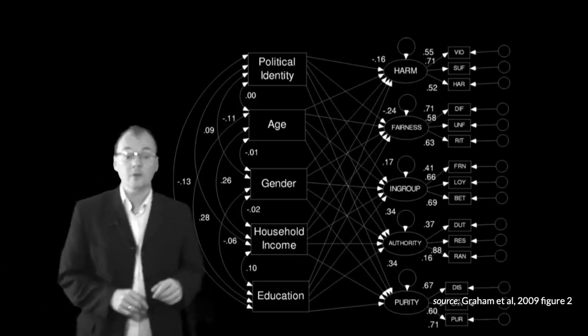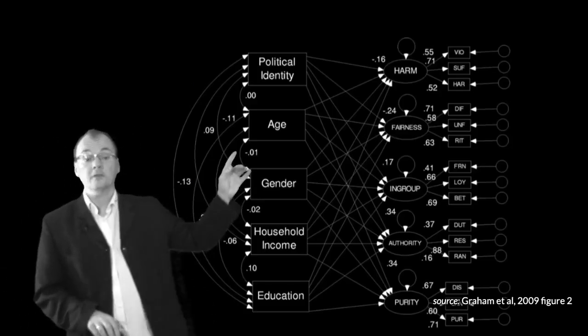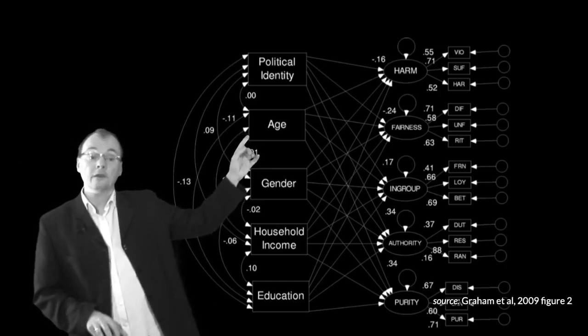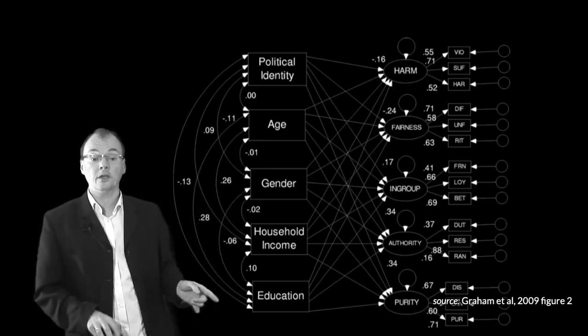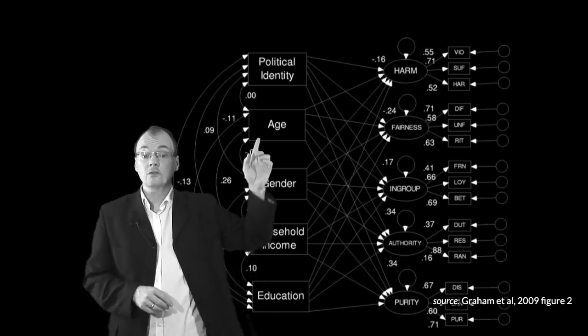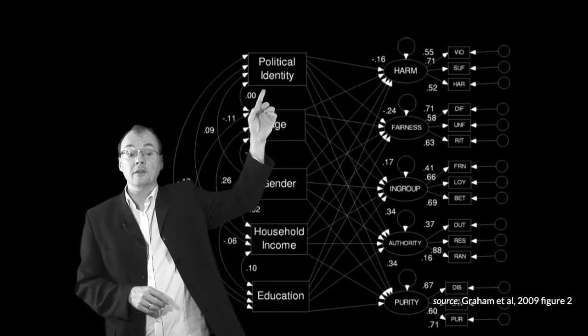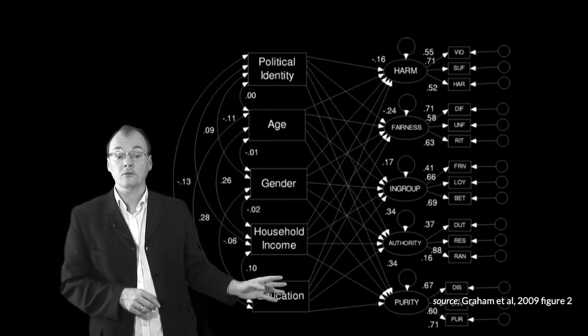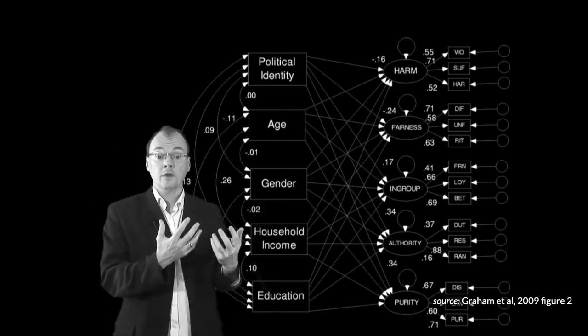I should mention that Graham and colleagues also looked at effects of socio-demographic factors like age, gender, household income and education. And what they were keen to show, and I think they did show, is that it's really political identity rather than any of these other factors that drives the effect. Well, of course, they all tend to be linked.